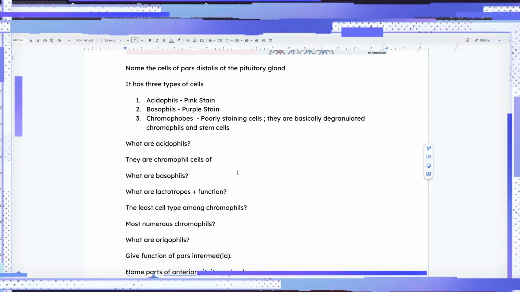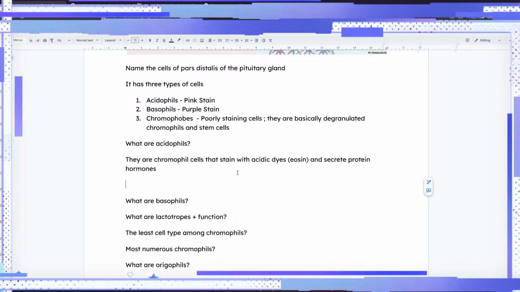Anyways, yeah, chromophil cells. Chromophil cells that stain with acidic dyes, eosin, and secrete protein hormones. So what do they secrete? They are somatotrophs and lactotrophs.